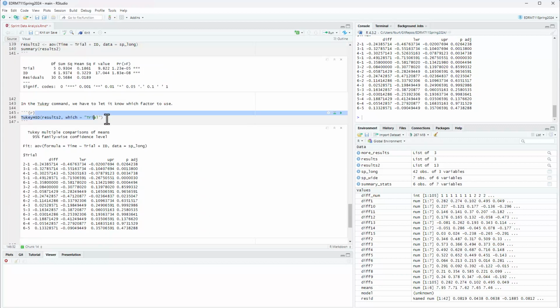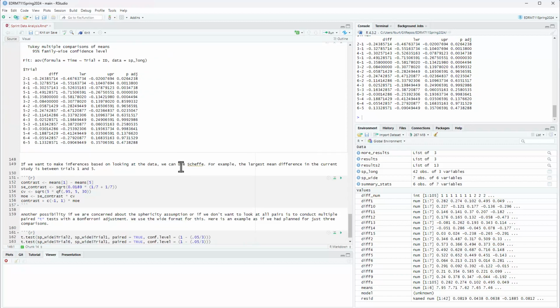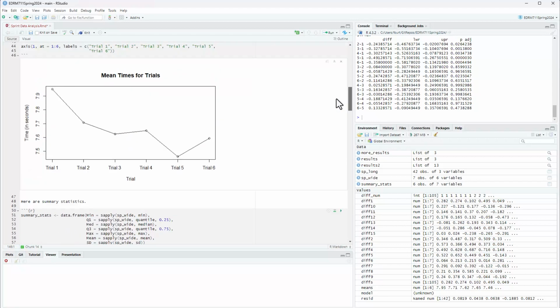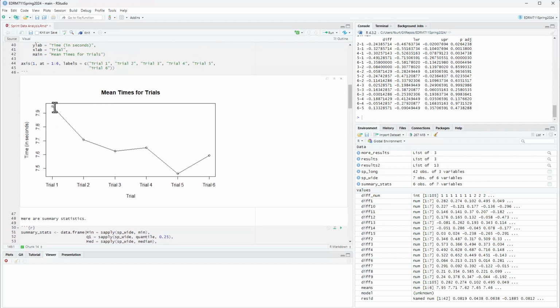How do I know that? Because I happen to know that 0.05 is the default type 1 error rate for the Tukey HSD function, as it is for most of the functions that you use that involve inference in R. If we want to make inferences based on looking at the data, we could use Scheffé. For example, if you look back again at this graph, the largest difference is between trial 1 and trial 5. Suppose I actually look at the data and then say, I want to make a confidence interval for that largest difference. Well, then you have no choice but to use Scheffé, because now you're going on a fishing expedition.